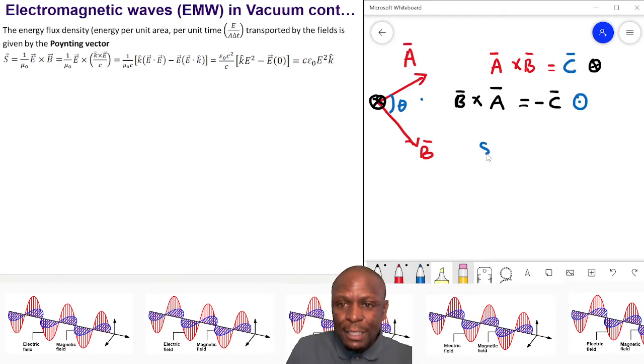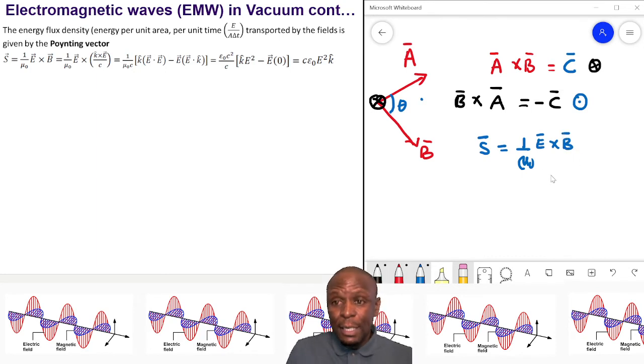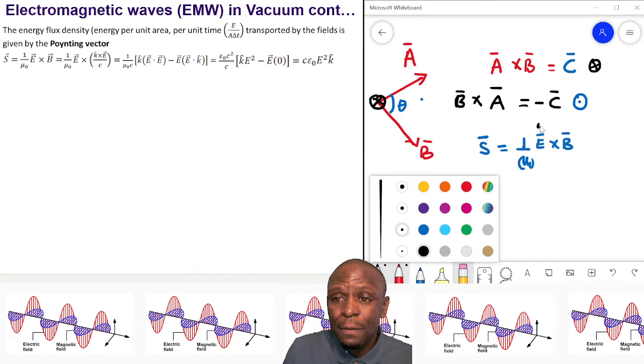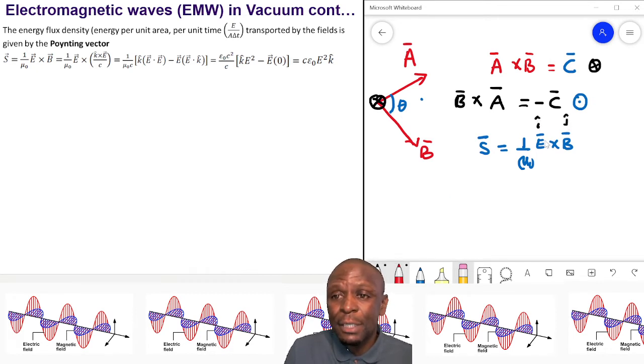What I'm trying to say is, you see, the Poynting vector or the energy flux density is given by E cross B. In that case, this is a vector. The Poynting vector is a vector. It's an energy flux density. So say, for example, the electric field is in the I direction, and the magnetic field is in the J direction. What will be the direction of the Poynting vector? The Poynting vector will be in K.